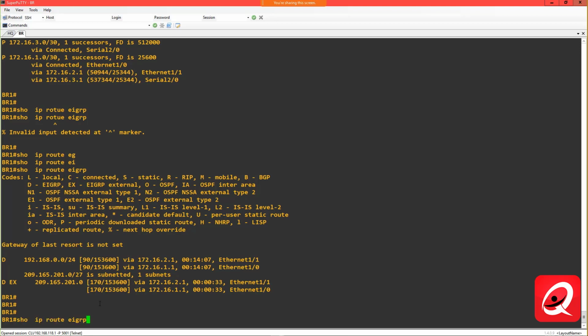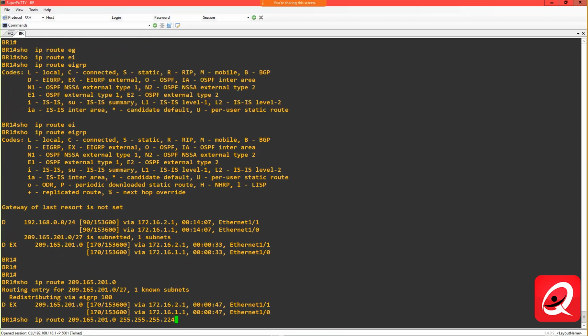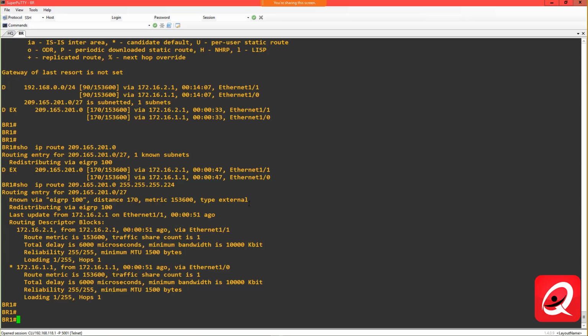So if I do a show IP route 209.165.201.0 255.255.255.224, I can see that this is coming in as an external route, and then these are the values that are being used on my local router to include this metric. Because remember, I've got to also include my route to the neighbor on top of whatever the seed metric was that was applied to the route that's being redistributed. Does that make sense?